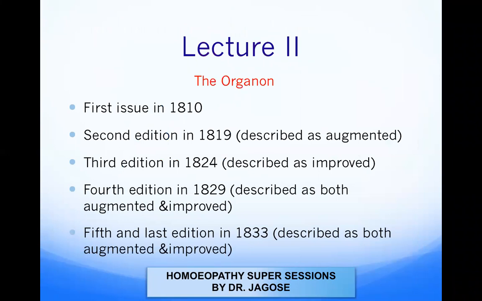So in lecture 2, on the Organon, Richard Hughes says that the first issue, as you all know, or the first edition of Organon was in 1810. Second edition in 1819, he described it as the augmented edition. The third edition in 1824 described it as the improved edition. Fourth edition in 1829 described it as both augmented and improved. And the fifth and the last edition in 1833 described as both augmented and improved. So as I told you, he's only taken the fifth edition as the last edition because it is more genuine.